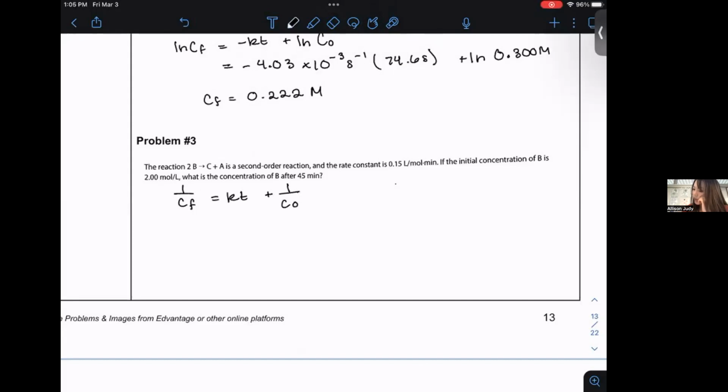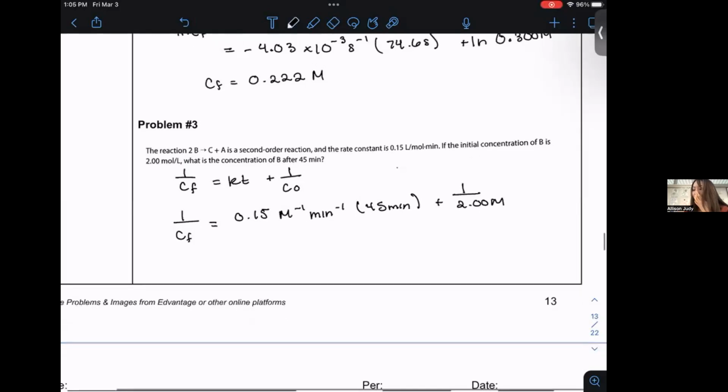Okay. So then you get, what's the concentration of B after? K equals 0.15 molarity to the -1, because it's liters over moles, which is the inverse of molarity, times minutes to the -1. K times the time, which is 45 minutes, which, great catch, thank you, Annalise. And plus 1 over the initial concentration, which is 2 molar. Oh, way too many sig figs. Gee willikers. And what'd you get for your final concentration value?